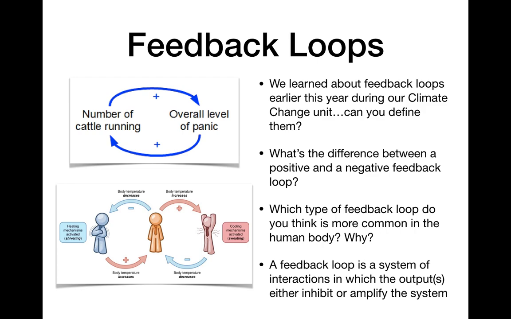Okay, so just in case you need a formal definition of feedback loops, this is the one I gave you for the climate change unit. A feedback loop is a system of interactions in which the output or outputs either inhibit or amplify the system. So in a positive feedback loop, it's going to be amplifying the system, making it more and more extreme. In a negative feedback loop, it's going to be inhibiting the system to try and bring it back to set point.